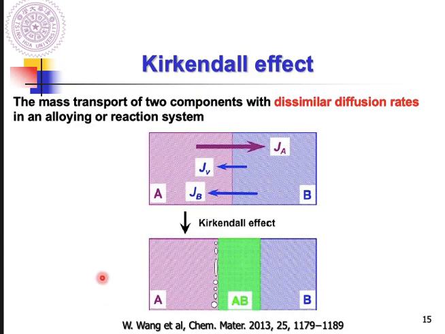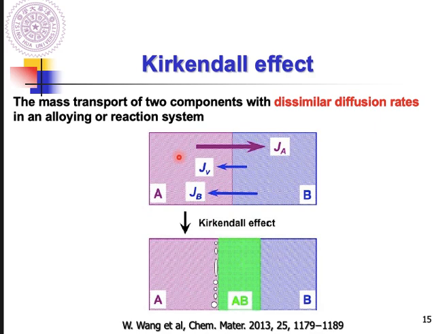Next, we are going to introduce the Kirkendall effect. What is the Kirkendall effect? When the Kirkendall effect happens, the mass transport of two components with dissimilar diffusion rates occurs in alloy or reaction systems. In these kinds of conditions, you can observe the Kirkendall effect. So let's take an example here.